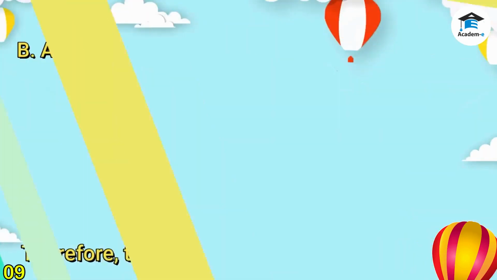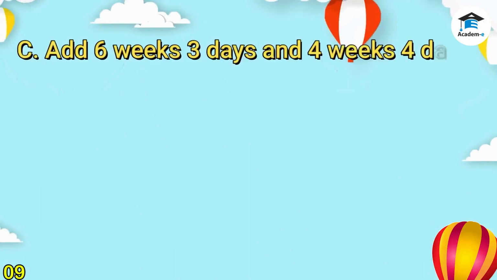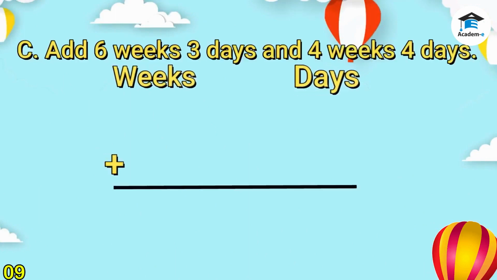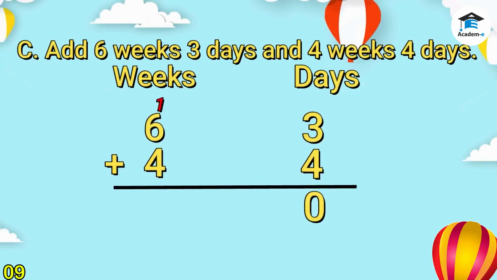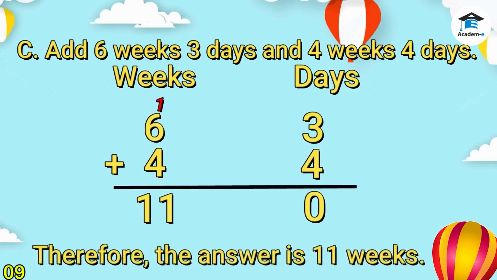Example C: add 6 weeks 3 days and 4 weeks 4 days. To solve, add first the days, that is, 3 plus 4 equals 7 days. Note that if the answer is 7 days or above, we convert it into weeks and days. So, 7 days becomes 1 week. Carry over the 1 week to the weeks column and write 0 in the days column. Then, add the weeks, that is, 6 plus 4 plus 1, which will equal 11 weeks. Therefore, the answer is 11 weeks.